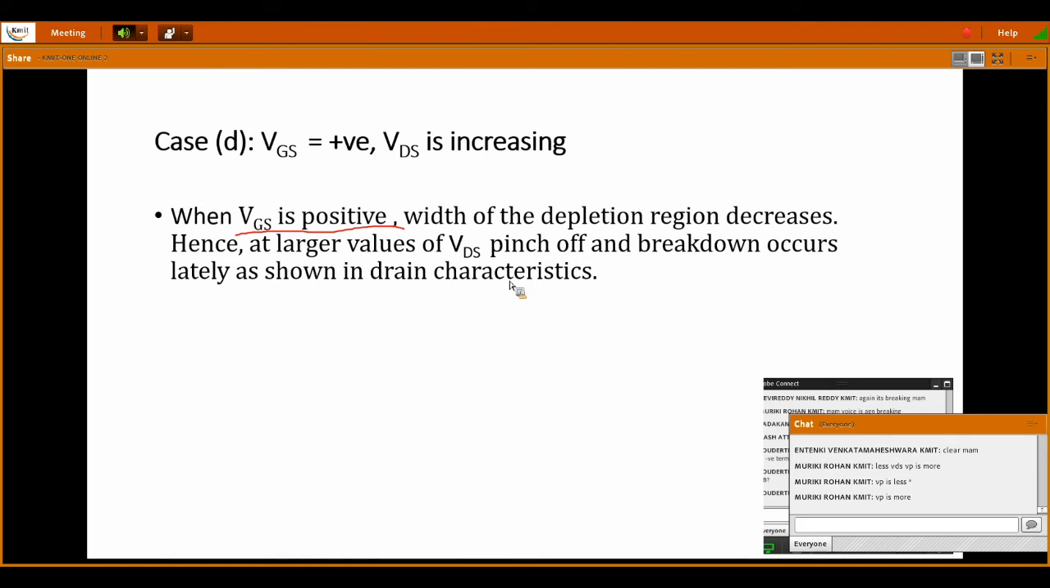If anybody has any doubts. So this is the overall concept of JFET operation and VI characteristics. Shall I move to the next part?